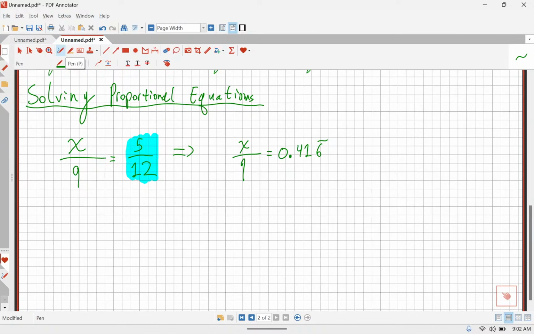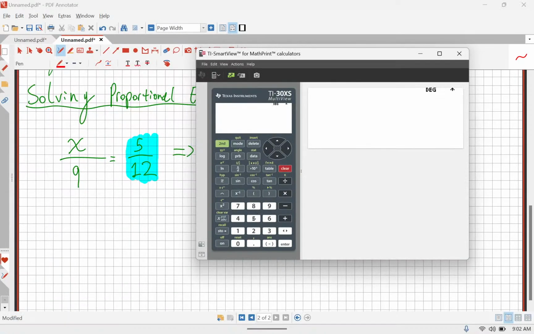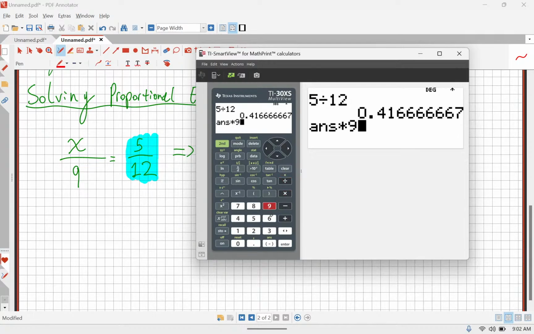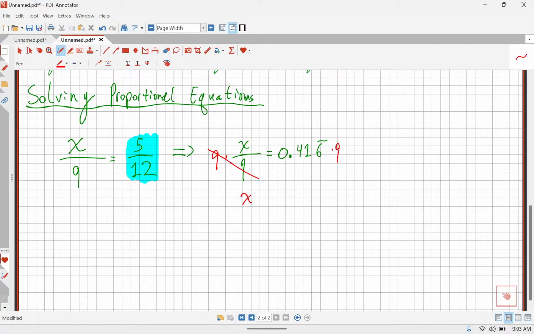Even though this looks horrible, Addie, this is a one-step equation. What could I do to both sides to get x by itself? I could multiply both sides by 9 because I got to do opposites and balance. That's okay. So if I do 5 divided by 12 and I get that horrible number, and then I multiply it by 9, I get 3.75. That is to say, x was equal to 3.75.